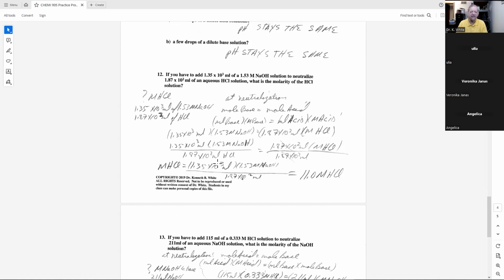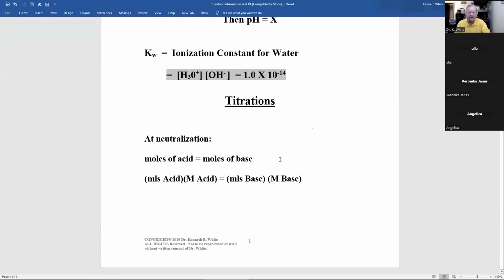All right, let's look at number 12. If you have to add 1.35 times 10 to the third milliliters of a 1.53 capital M NaOH solution to neutralize 1.87 times 10 squared milliliters of an aqueous HCl solution, what is the molarity of the solution? Well, as soon as you see the word neutralize, or if you see a pH indicator, you know this is a titration. And important information, test number 4: at neutralization, moles of acid equal moles of base, so milliliters of acid times molarity of acid equals milliliters of base times molarity of base.